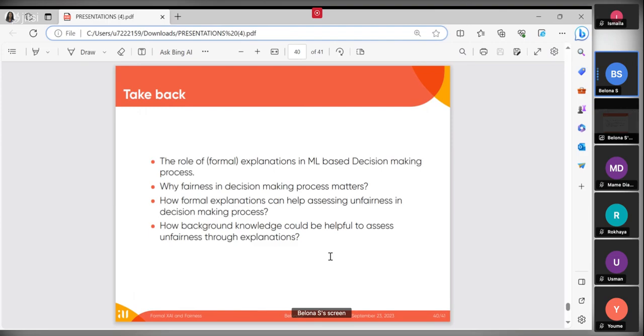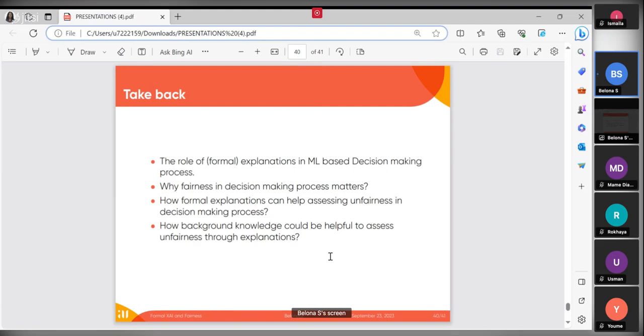Now, third, explanation can help to assess fairness because formal explanations rely on features and show us what the model is looking at to make the final decision. In that case, if computing the formal explanation shows us that the model is not looking at the right features to make a decision, we can use them to assess whether the model is fair or unfair.